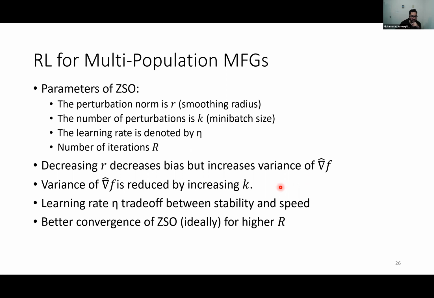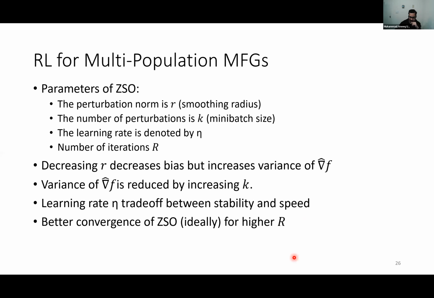To reduce the variance, we can increase the mini batch size. And so we can reduce the variance of the smooth gradient by increasing the mini batch size. Learning rate, again, as always, is a trade-off between stability and speed. We want to keep it fast, but not so fast that it compromises the stability of the algorithm. And with a higher number of iterations R, we essentially should get better convergence.